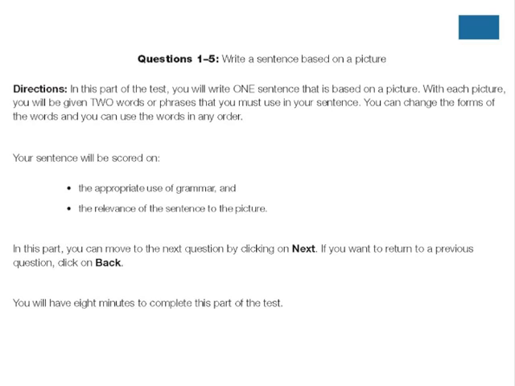So again, let's go ahead and look at the requirements here, the task itself. In this part of the test, you will write one sentence that is based on a picture. With each picture, you will be given 2 words or phrases that you must use in your sentence. You can change the forms of the words, and you can use the words in any order. Your sentence will be scored on the appropriate use of grammar and the relevance of the sentence to the picture. In this part, you can move to the next question by clicking on Next. If you want to return to a previous question, click on Back. You will have 8 minutes to complete this part of the test.